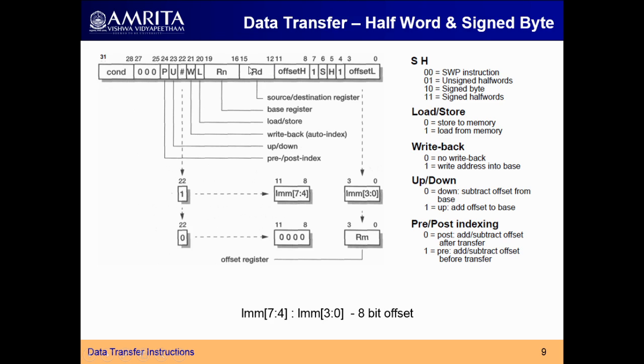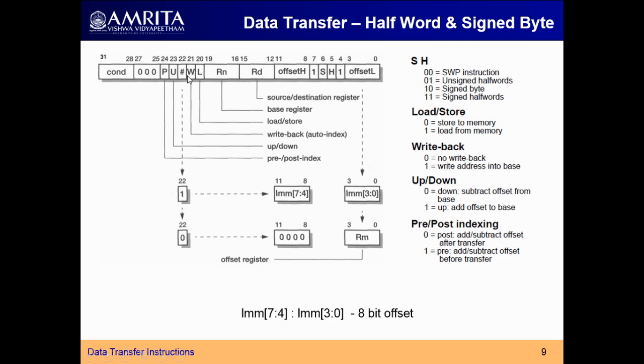Then bits 12 to 15 are used for representing the source register or destination register. If it is load, it will be the destination register. If it is store, it will be the source register. Then bits 16 to 19 are used for representing the base register. The L bit is used for representing whether you are using load or store. If you are using load, it will be 1. If you are using store, it will be 0. The next bit is used for representing whether you are using write back or not. If the exclamation mark is there, it will be 1, otherwise it will be 0.